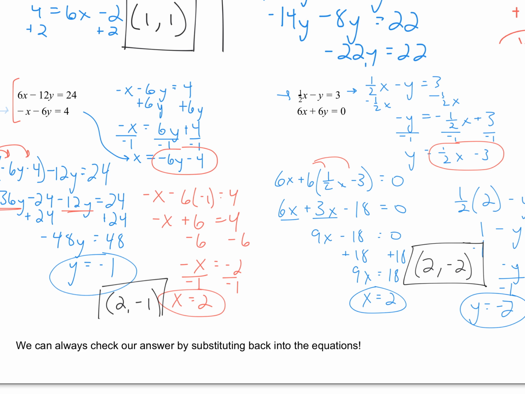And just as a reminder, focusing on this statement right here, just like we talked about in section 1, you can always check these answers by plugging the x and the y's back in to make sure they're true statements. So we can always know if we got these right after we've solved them.